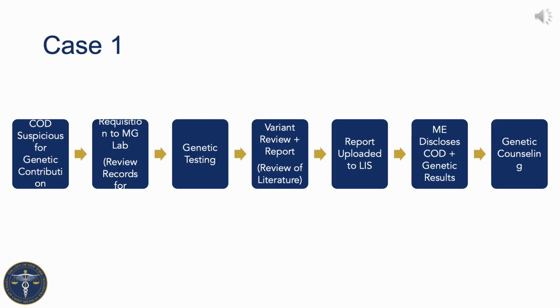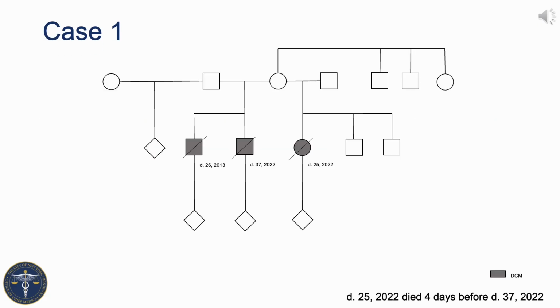Presented here is a simplified schematic for the workflow of molecular genetic testing in our office. These cases are highly suspicious for an underlying genetic contribution to the cause of death. I alerted the other two forensic pathologists to the findings present in all three cases, and we reached out to the family to let them know that molecular genetic testing was underway and that we had a high level of concern for genetic contribution in these deaths.